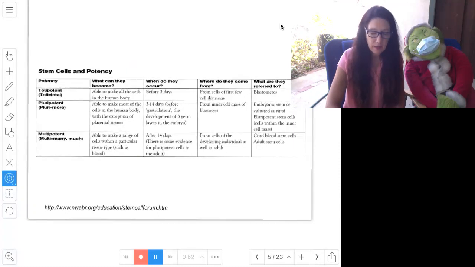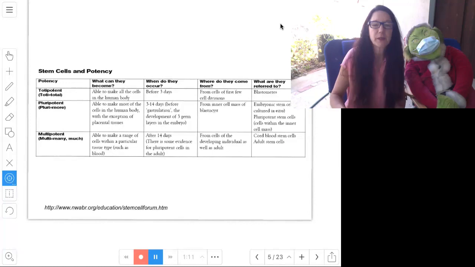conversations. What do you think of that, Grinchy? Yeah, the Grinch is having some issues memorizing this chart, but, you know, I don't know, I think it's okay.